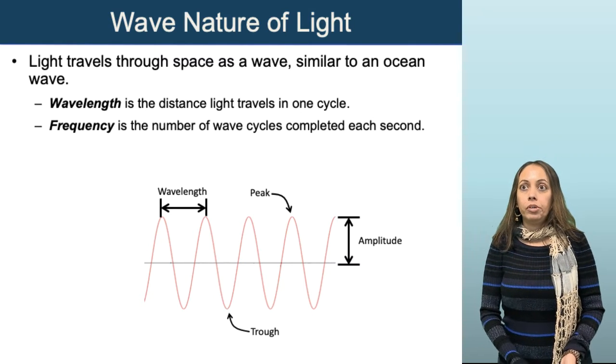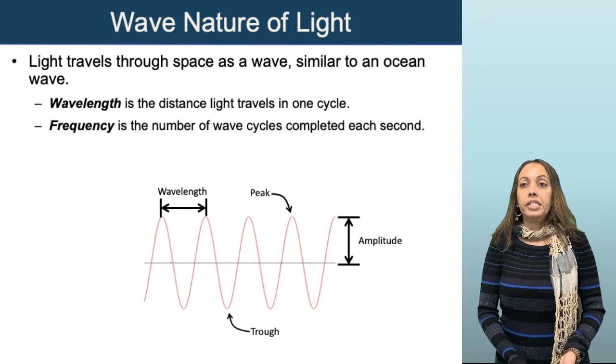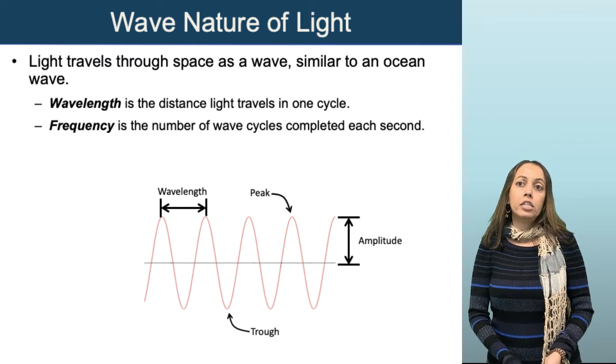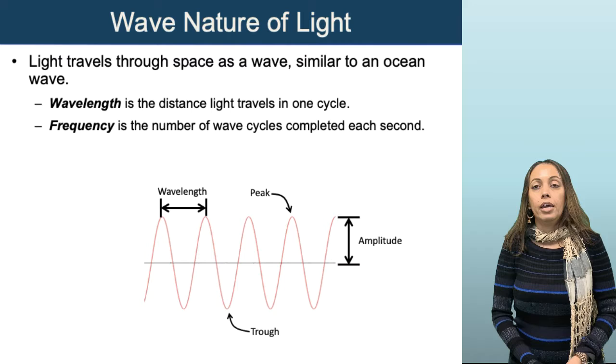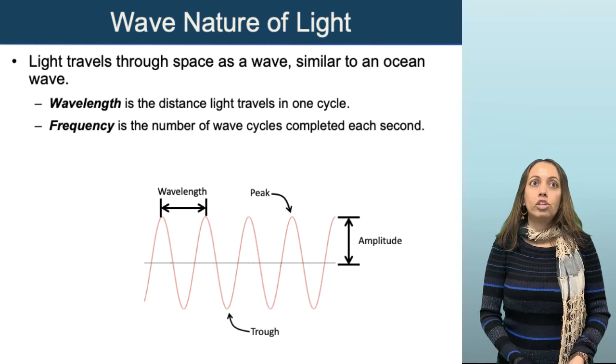Frequency is another property that can describe a wave. Frequency is the number of waves completed each second. The third property that describes light, which is a wave, is the energy. Energy is the capacity to do work, and some waves have more energy than others.